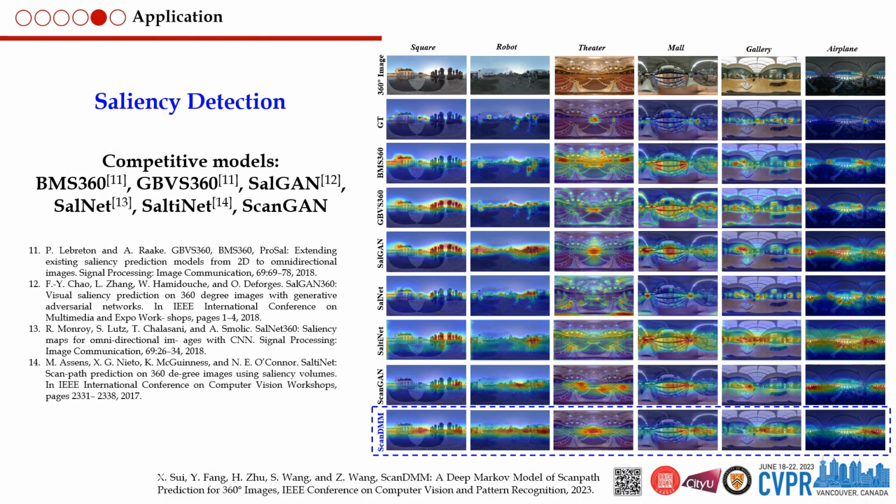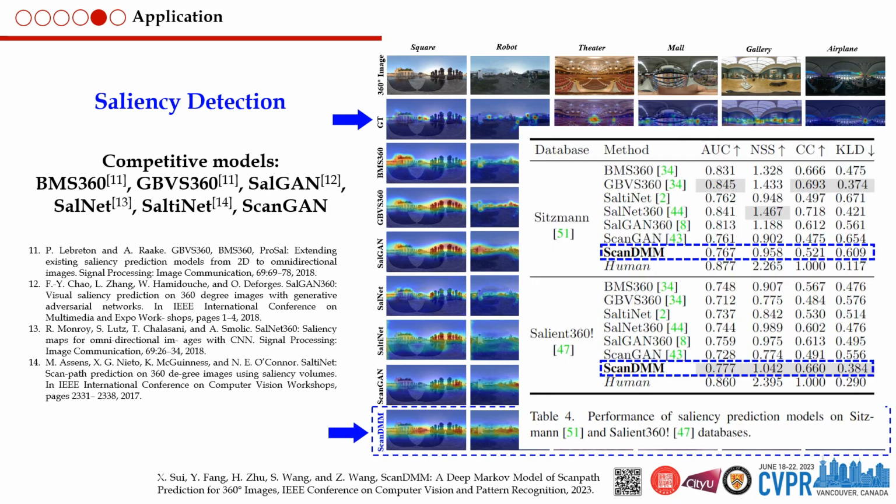We applied our model to 2 other computer vision tasks, one of which is saliency detection. We first generate 1000 scan paths and then convert these results to compute the saliency map. From the figure, we can observe that our model can obtain results close to the ground truth. The quantitative results also show promising performance of our model, and we even outperform the models specifically tailored for saliency detection.